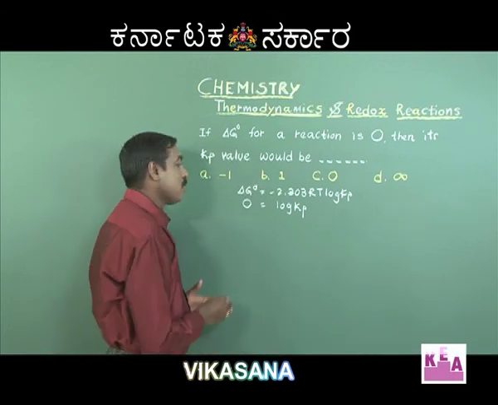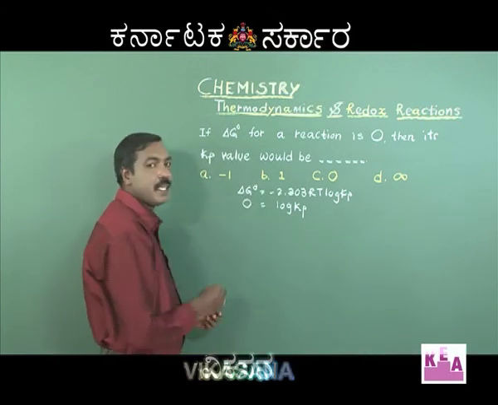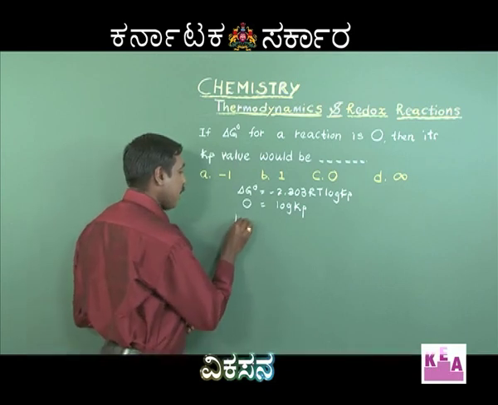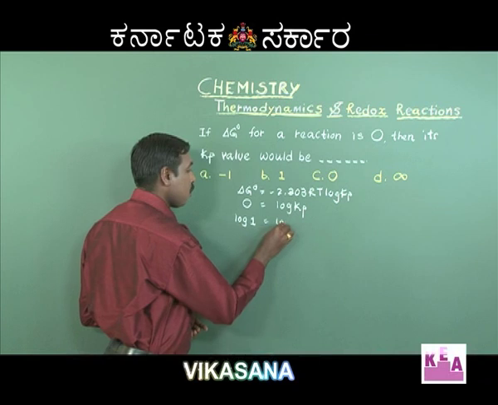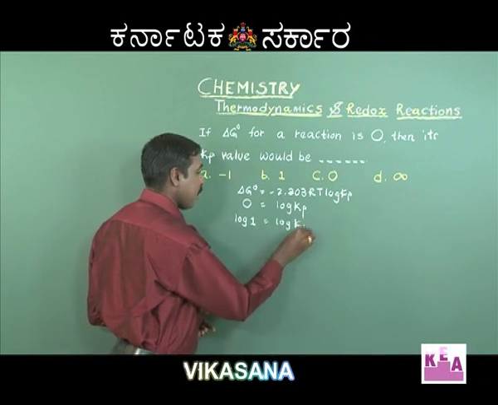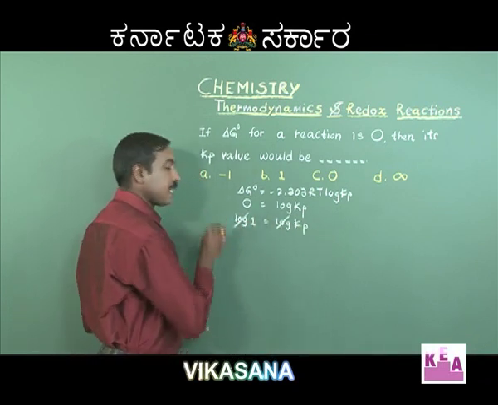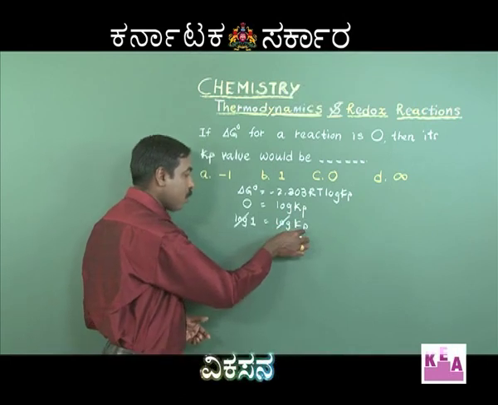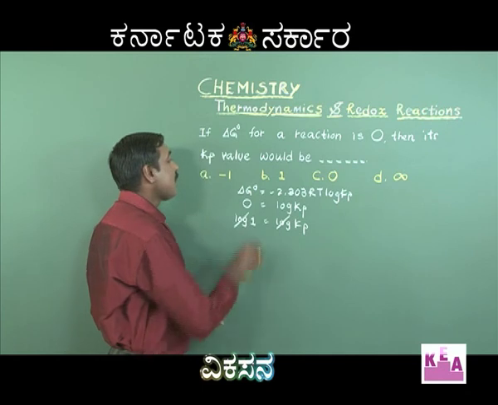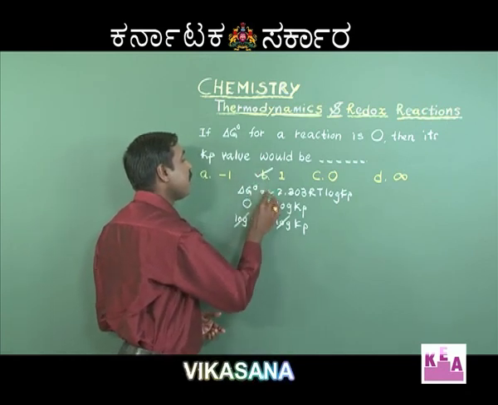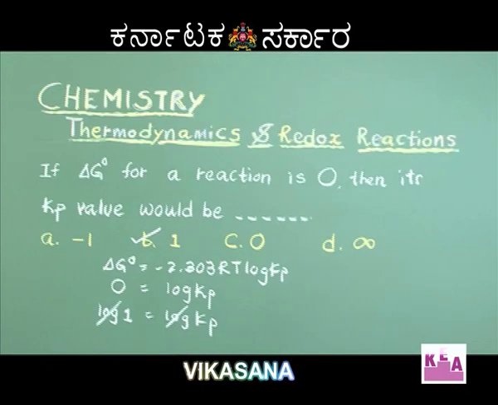If I want to solve this, equate 0 in terms of log, therefore I will write log 1 is definitely 0, which is equal to log Kp. Log can get cancelled on either side. Therefore, the value of Kp is equal to 1. Therefore, the right answer is option B. 1 is the answer.